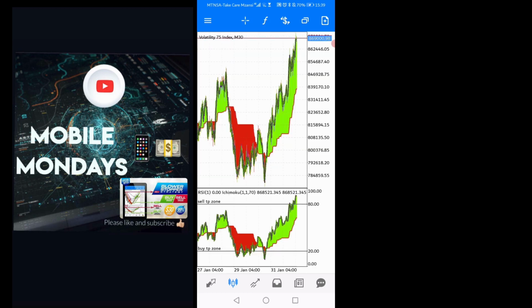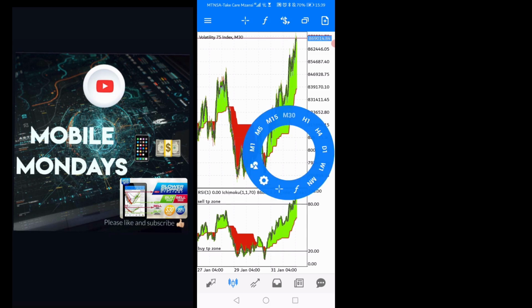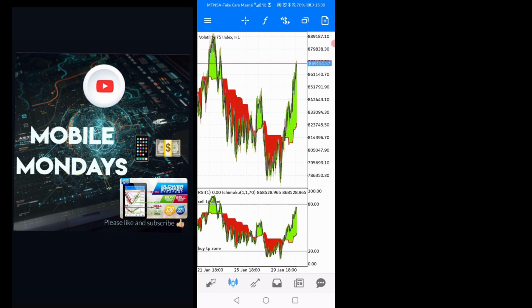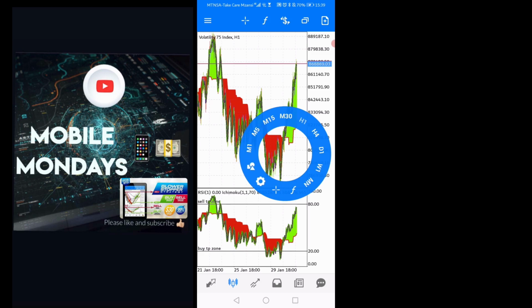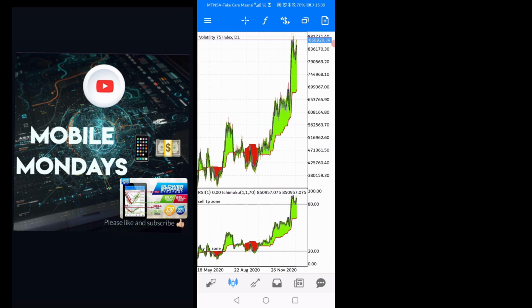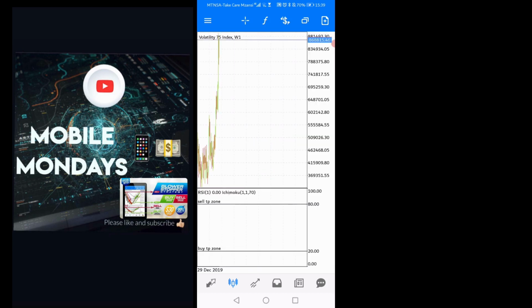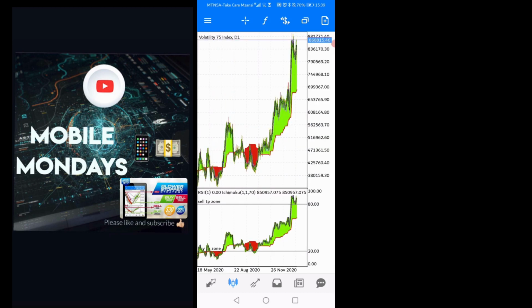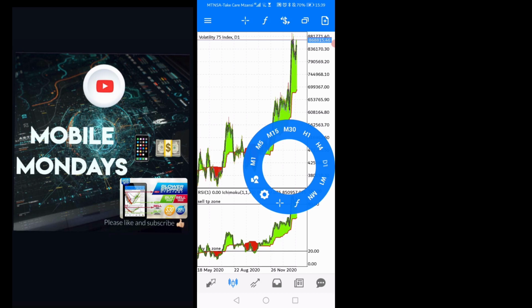If you go on a 15 minute, it's still a scalp. If you go on the 1 hour and you want to hold a little bit longer, you can go on the 4 hour, you can go on the daily chart, you can go on the weekly chart, and it depends on what you feel better with. If you're a scalper, I would suggest using 1 minute, 5 minute to 15 minute. If you're a long-term trader, use 1 hour, 4 hour.